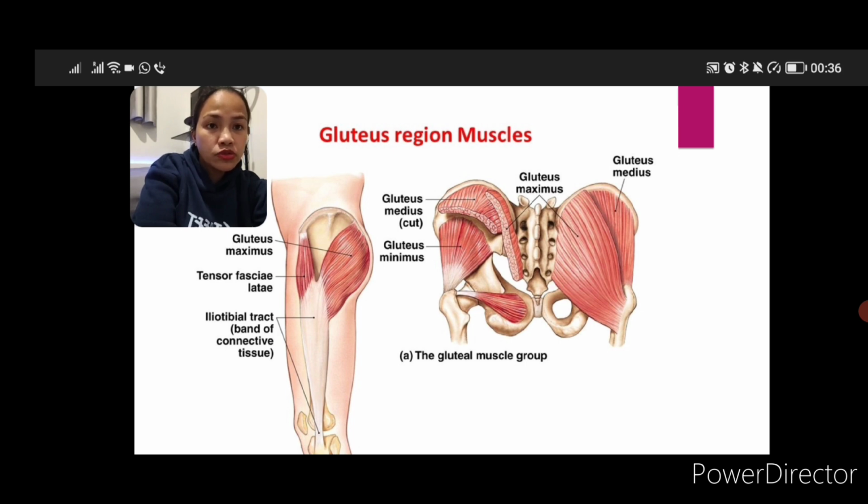Underneath the gluteus maximus is the gluteus medius. What it does is abduction at the hip. Underneath that, located at the deep layer, which means it's the muscle that is closest to the bone, is the gluteus minimus. It also does abduction at the hip. I forgot to mention the gluteus maximus. What it does is extension at the hip joint and lateral rotation. Lateral rotation means it helps move the limb to the sides.